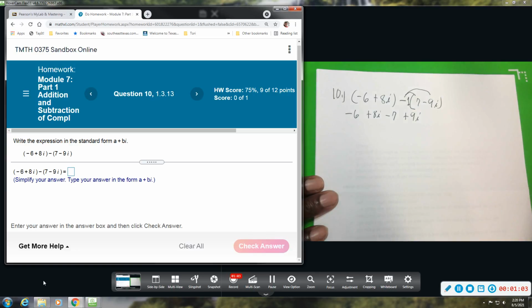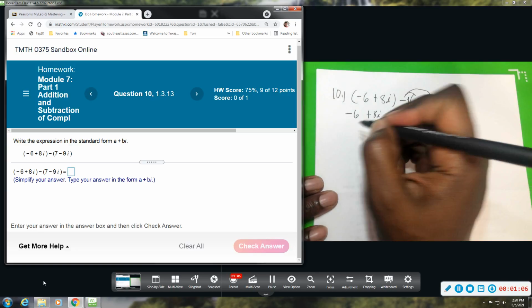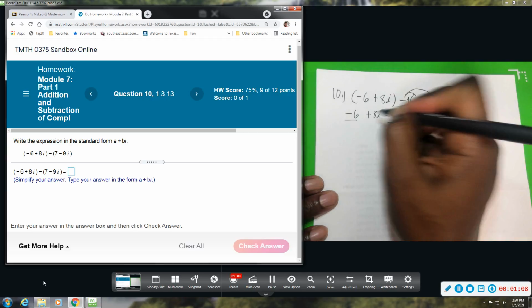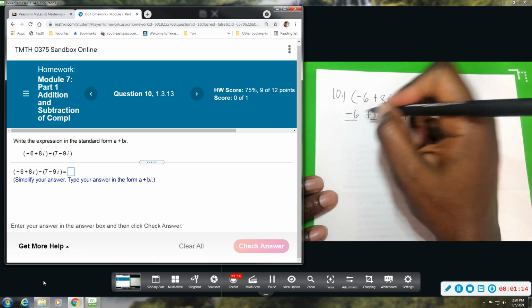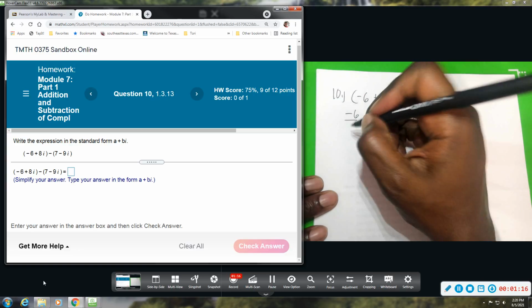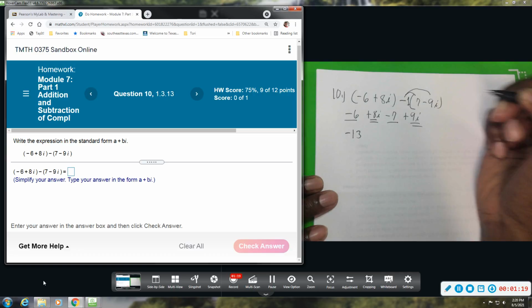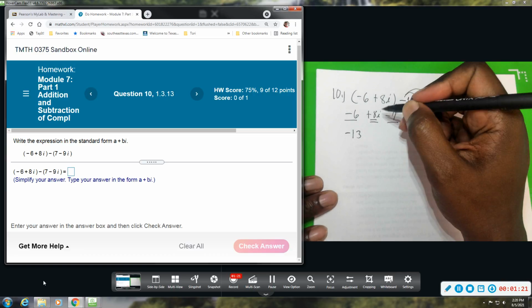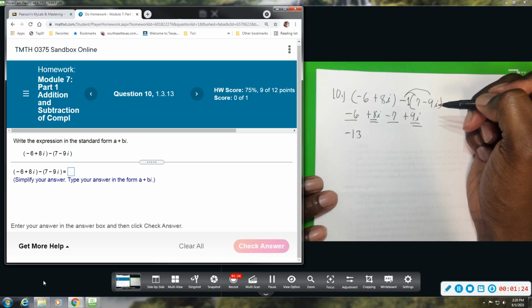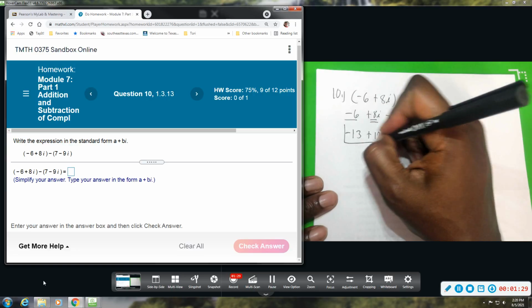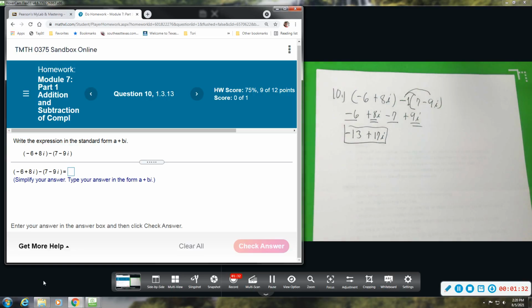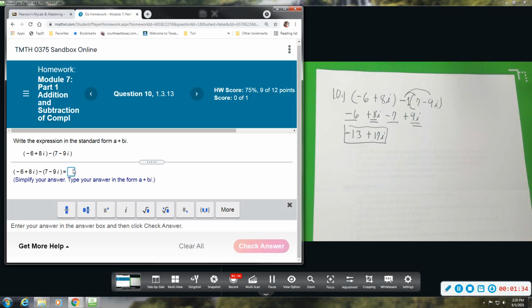And then from there you will combine like terms. So I will combine both the real numbers and both the imaginary numbers. And when I add -6 and -7, that will give me a -13. And then the +8i and the +9i will give us a +17i. So the answer is -13 plus 17i.